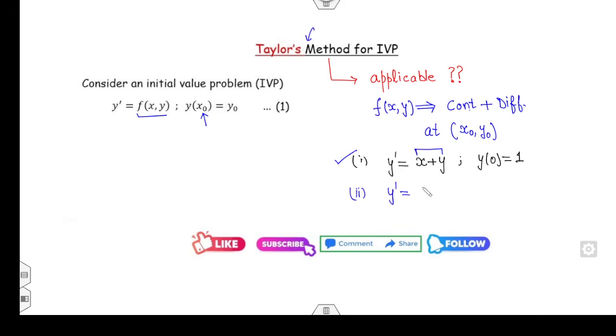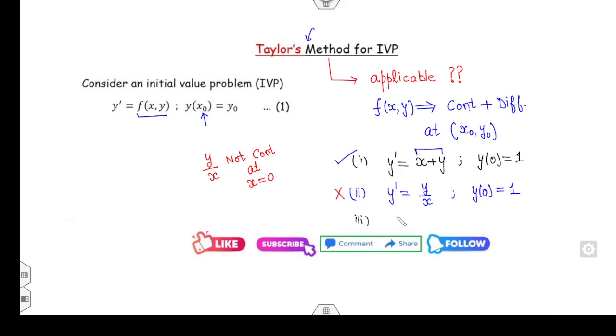Second example, I can choose f as y over x, again with the same condition. Now, can you apply the Taylor series method? No. Why? Because y over x is not continuous at x equal to 0, and the initial condition is also 0. So that means the Taylor method is not applicable for the second example.